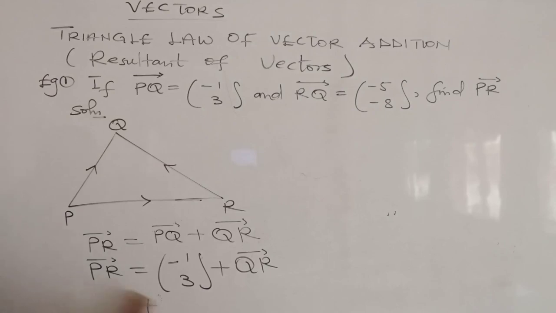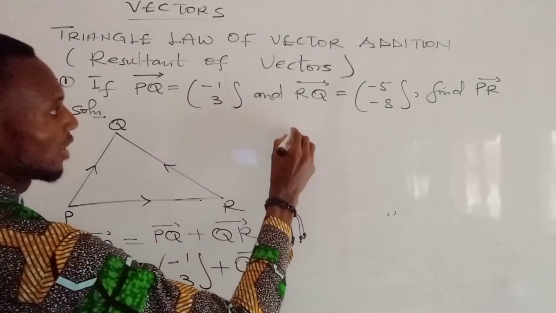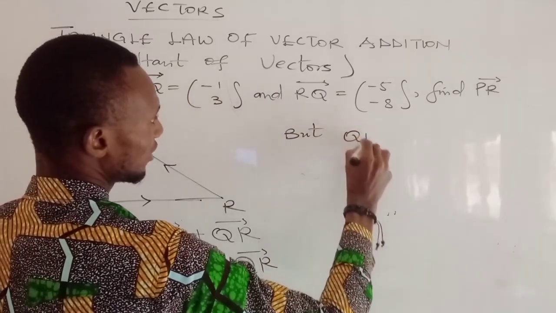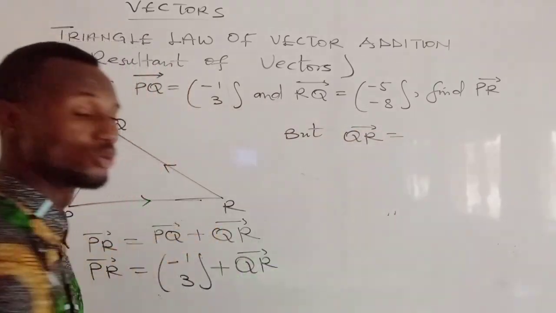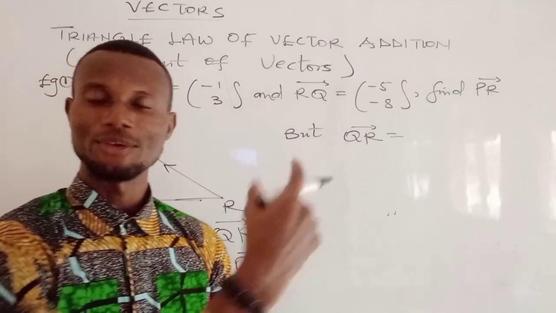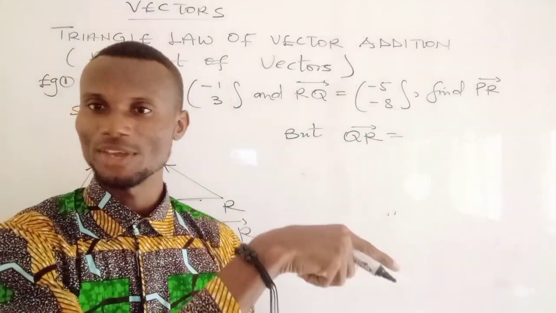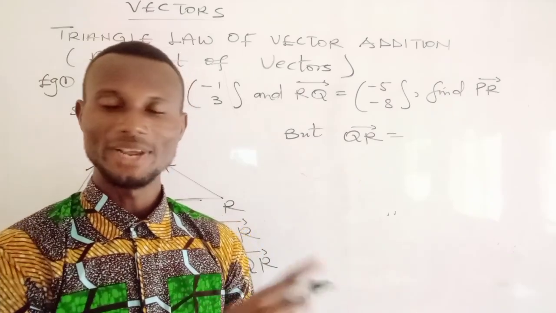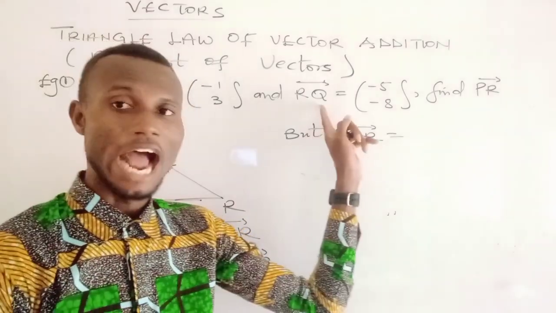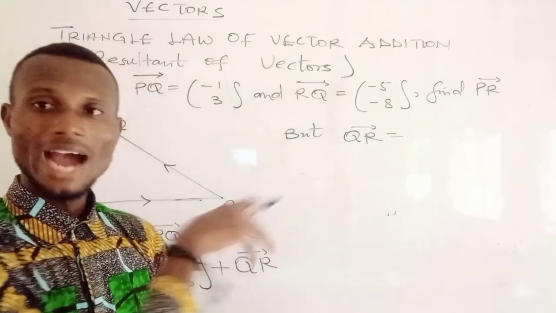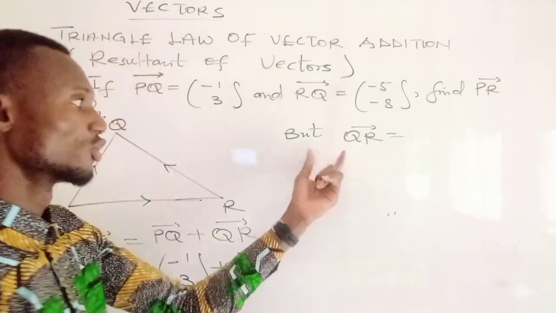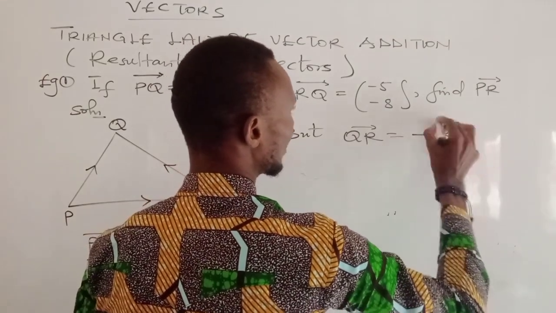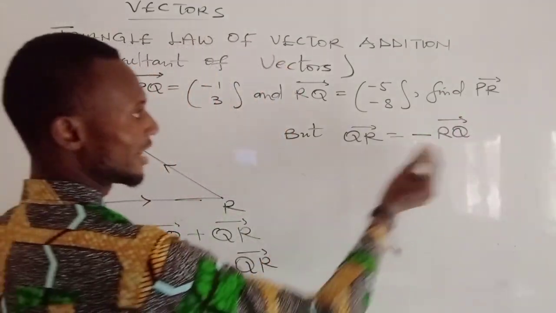Okay, I think it's not clear from here, so let me continue from this side. So I write that my QR will be equal to, we were given RQ. Again, we're given RQ, not QR. So we need to look for QR. How do we get QR? When we negate RQ, it will give us the QR. Okay, that's the inverse of a vector. So my QR will be equal to the negation of the RQ.